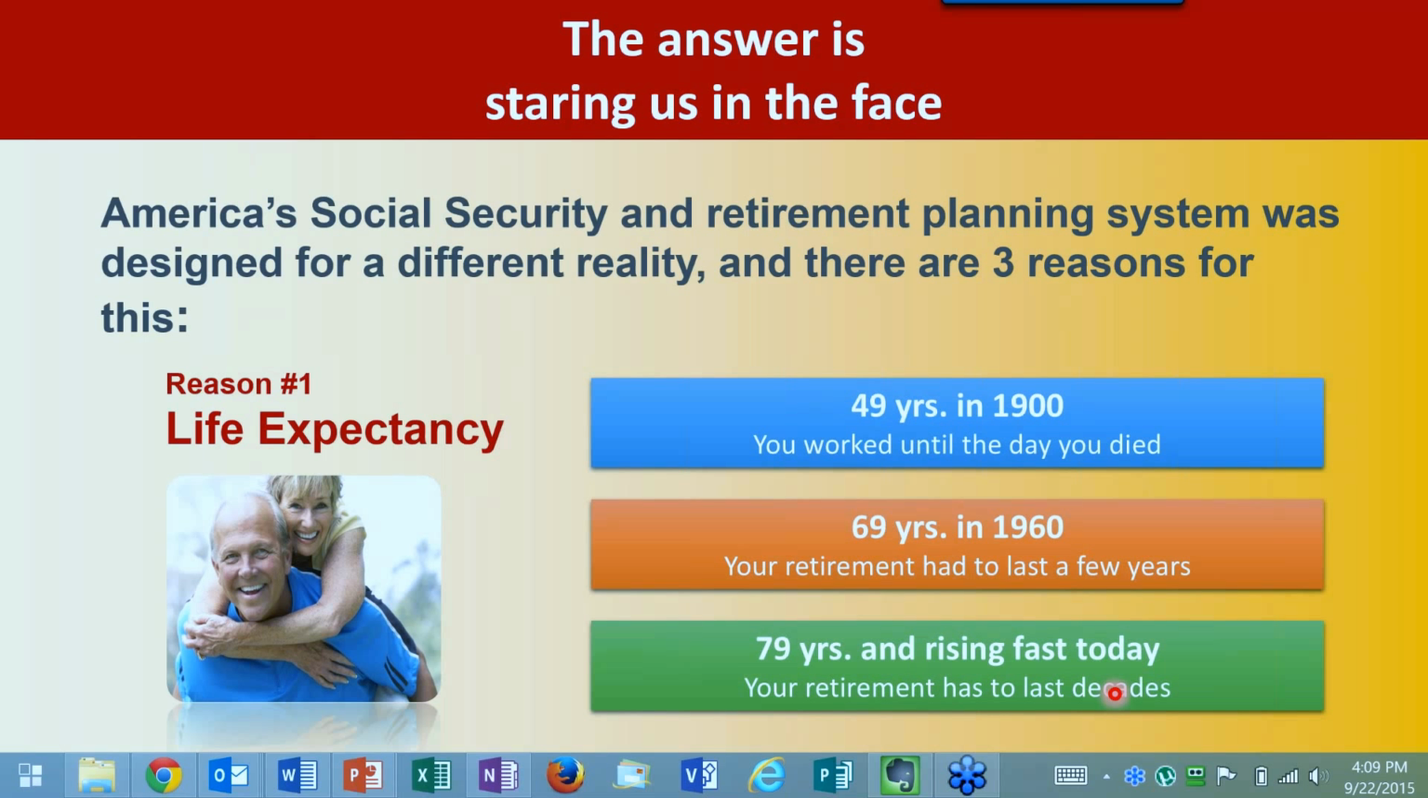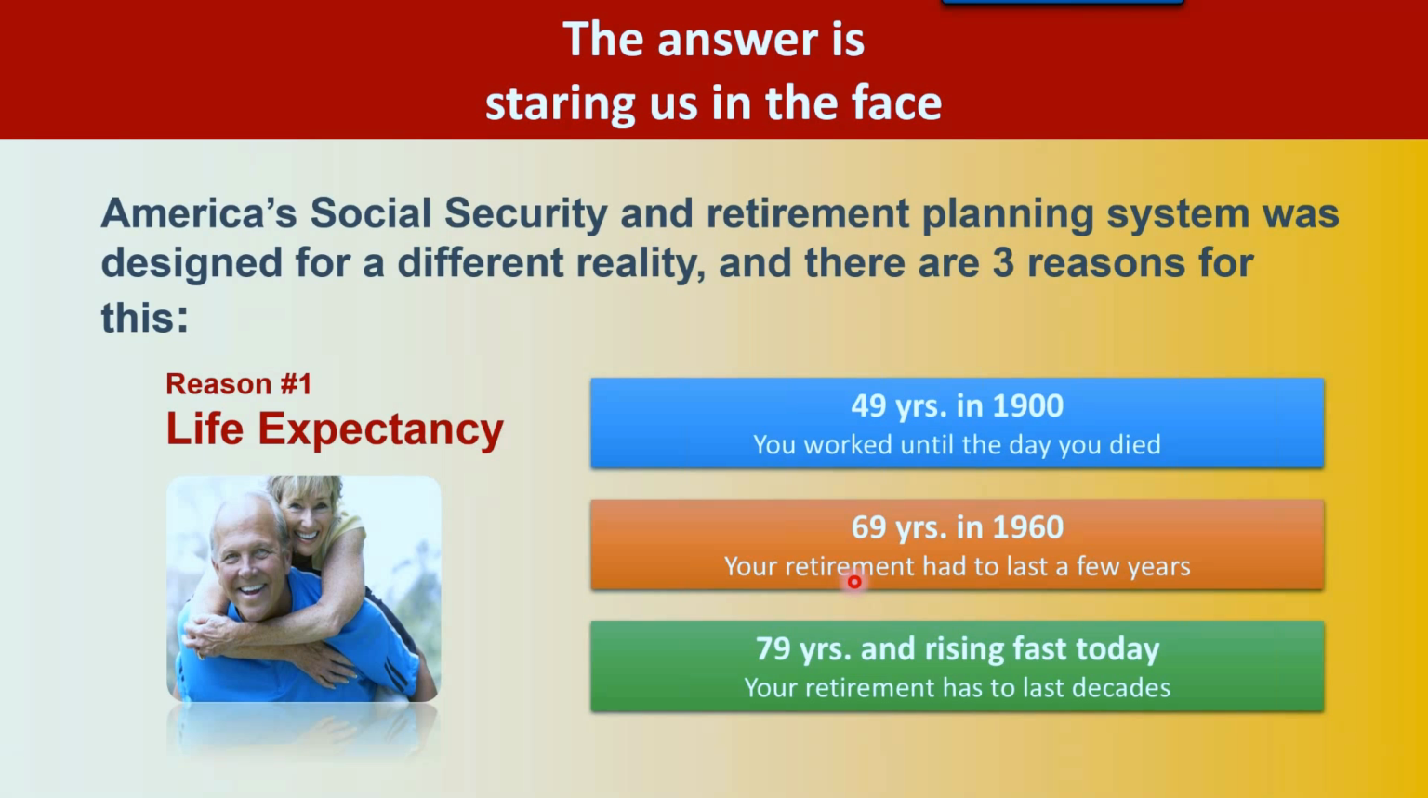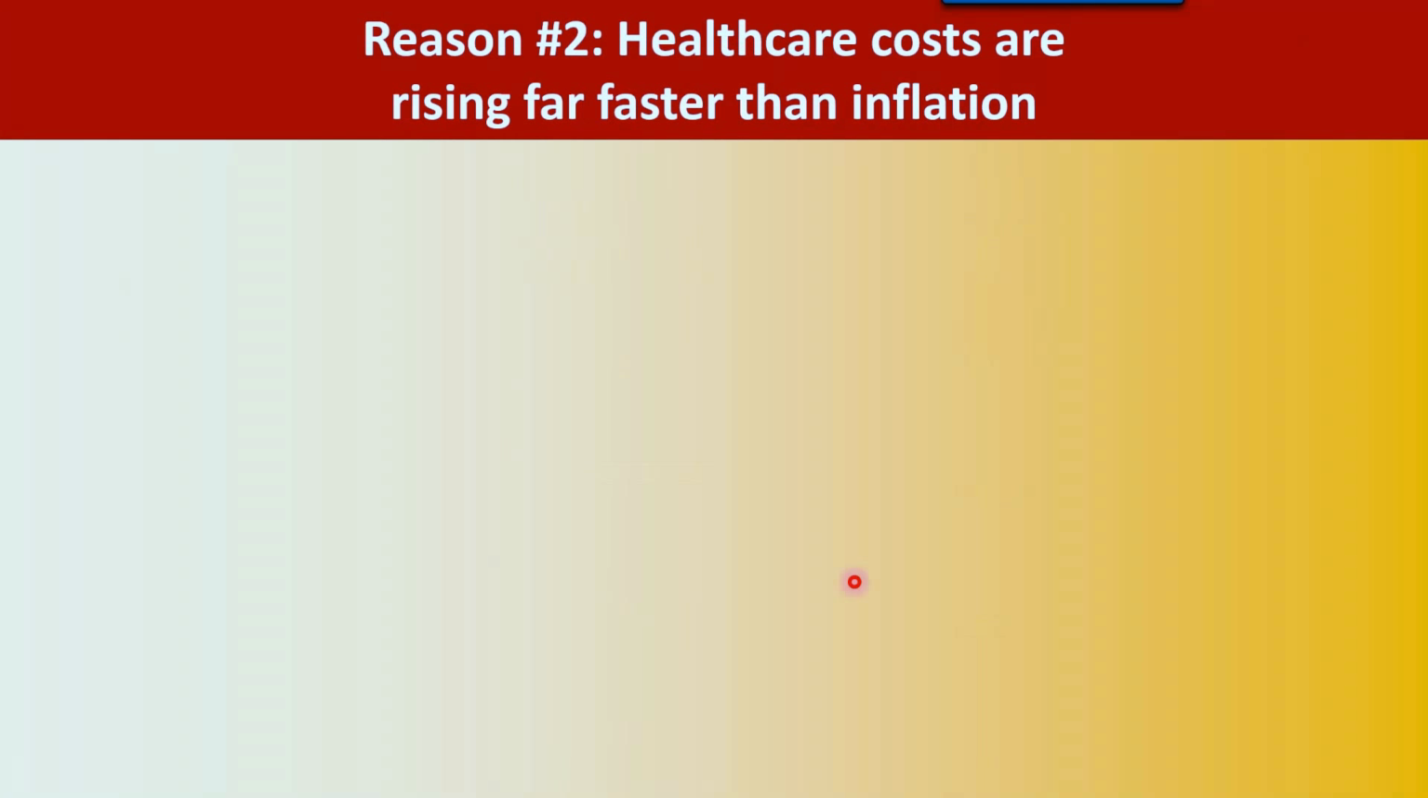But keep in mind that the U.S. Social Security system was designed right about this time frame. So it was never really designed for this reality. It was never designed for people to live so long, which is why the system is out of whack and it doesn't really function properly for an effective retirement. So let's move on to the next reason.